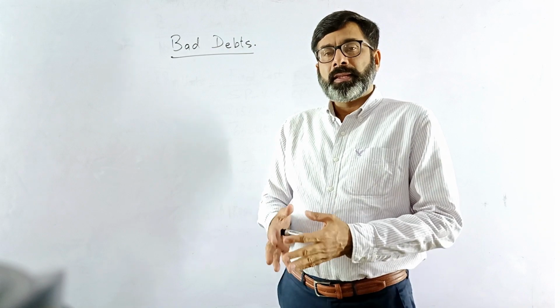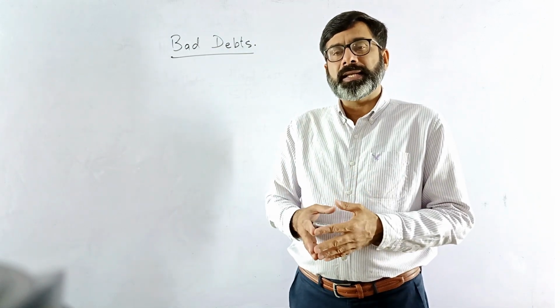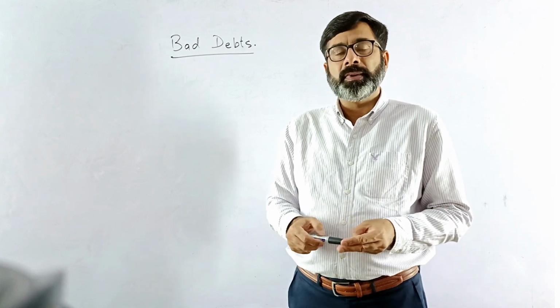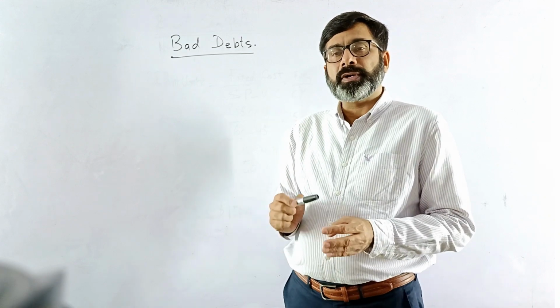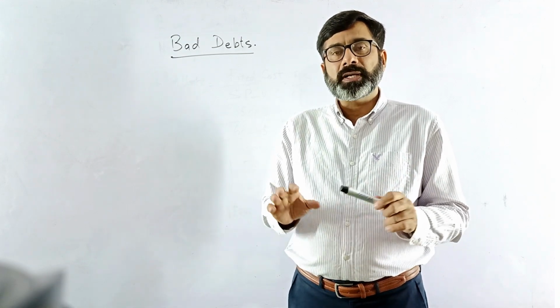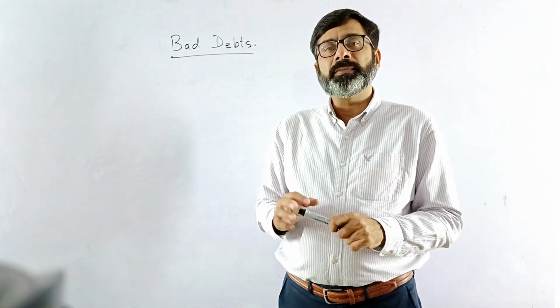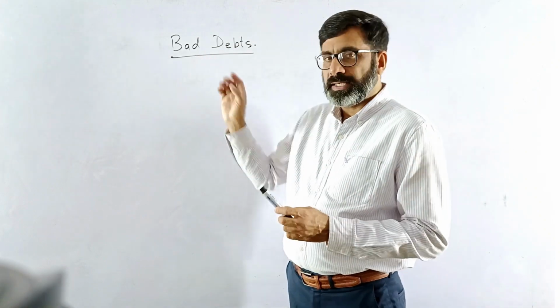For example, the company has a receivable and the customer, due to any reason, like an emergency, the death of the customer, or the customer is insolvent or bankrupt, or simply the customer is unable to pay the money, so the business is unable to receive the money from the customer, so they have to write it off as a bad debt.